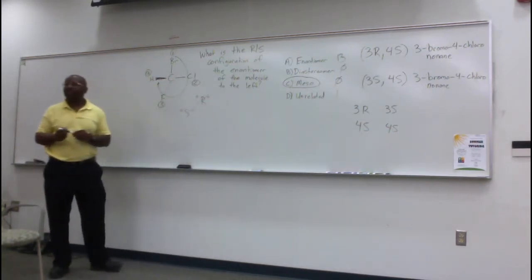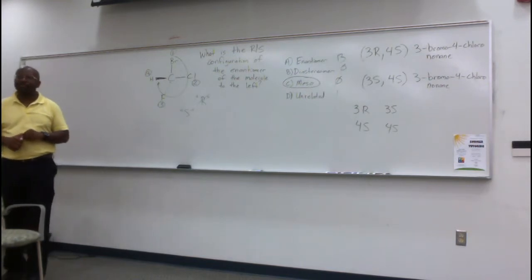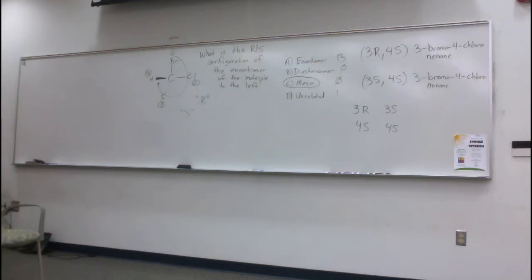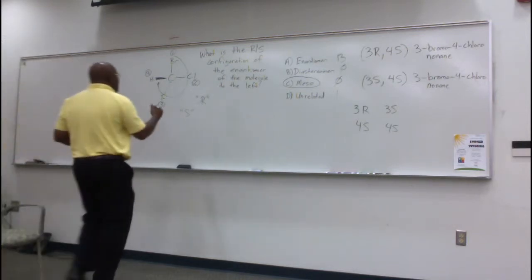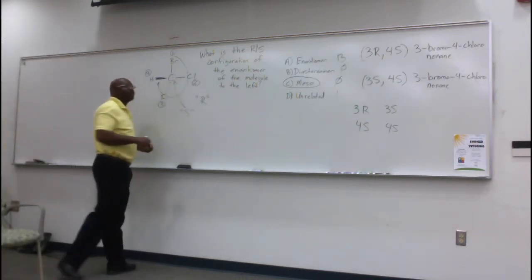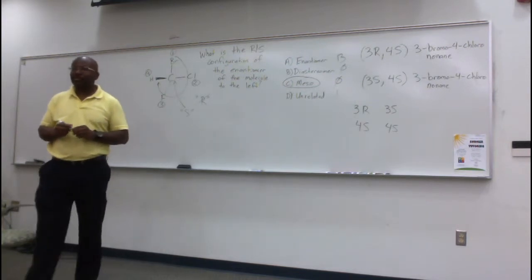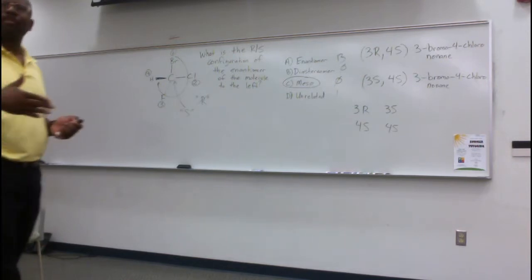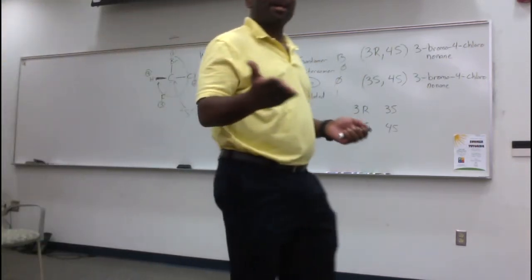What's the answer to this question? The answer will be R. The molecule is S, but I didn't ask for the molecule, I want the enantiomer of the molecule. If the molecule is S, the enantiomer would be R. Whatever the value was for the molecule itself, the enantiomer would be the exact opposite letter.